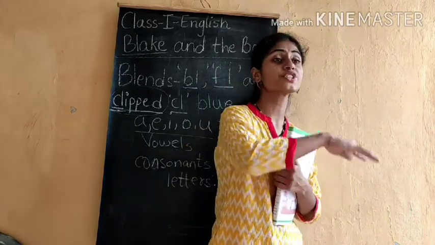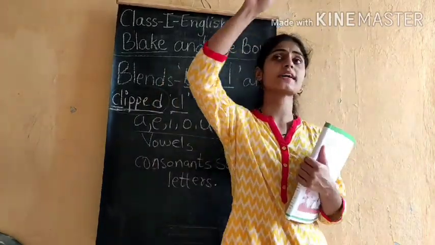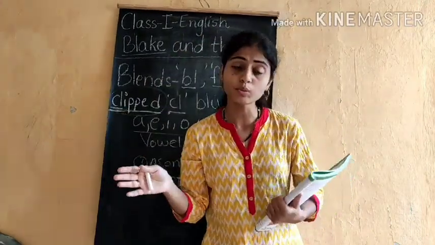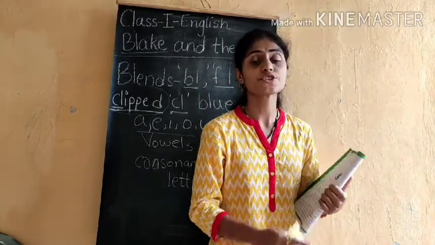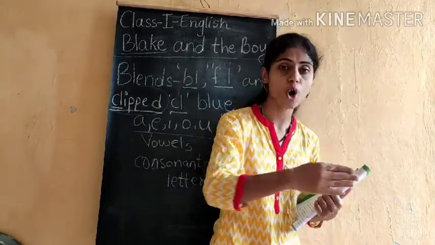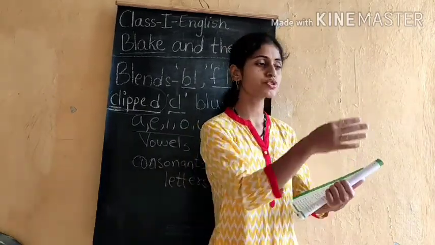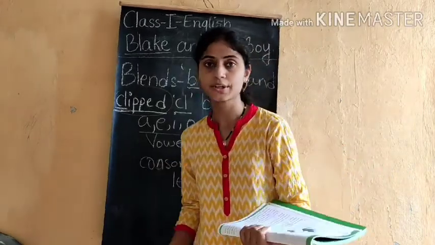When all his friends are in the sky, taking their flights over the cliffs and clouds, meanwhile what did Blake used to do? Blake used to sit near the stream. Stream means a small narrow river. Blake used to sit beside that, and the flowers near him.